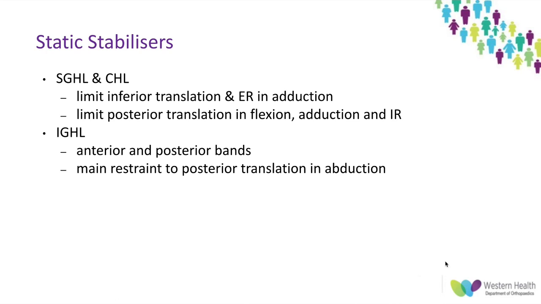So your superior glenohumeral ligament and your coracohumeral ligament limit the inferior translation with the arm in adduction. They limit inferior translation and external rotation with the arm in adduction. They also limit posterior translation in flexion, adduction, and internal rotation. The inferior glenohumeral ligament has both the anterior and posterior bands, and it's the main restraint to posterior translation with the arm in abduction.